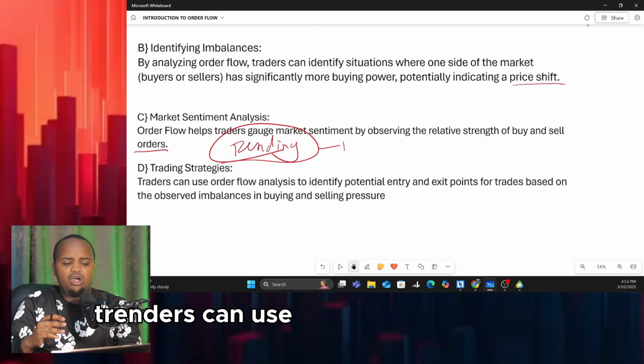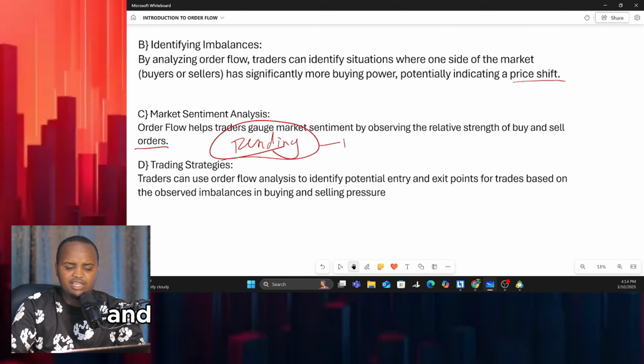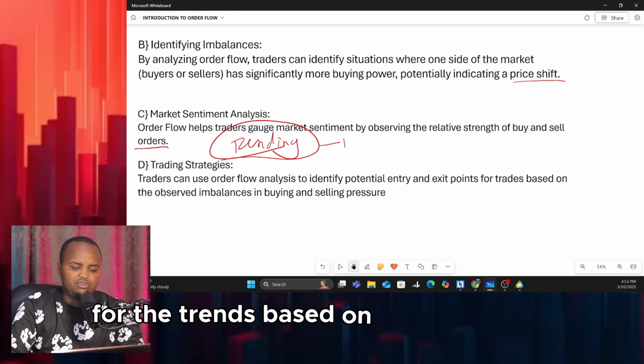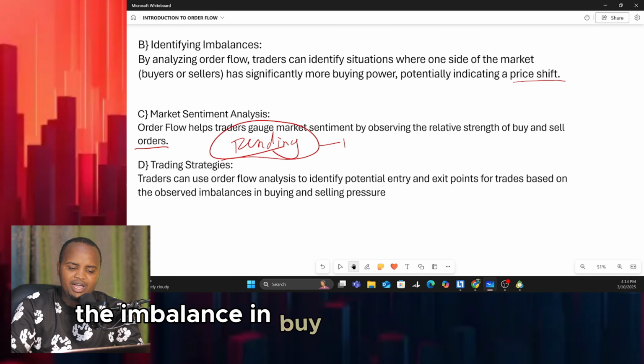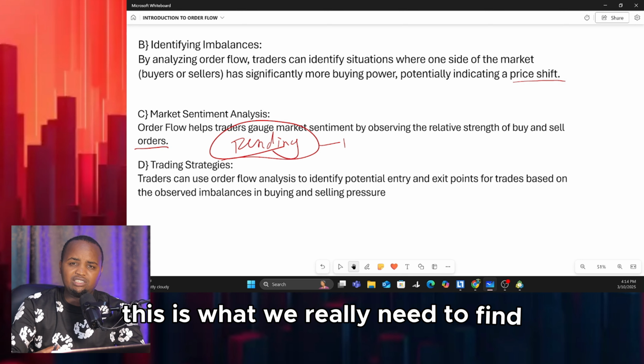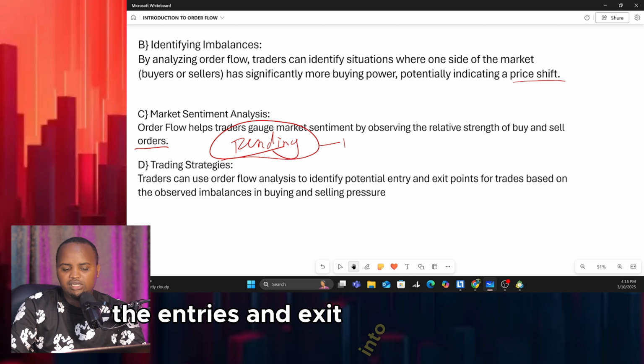Traders can use order flow to identify potential entries and exits for trades based on the position of the imbalance in buying and selling pressure. This is what we really need to find the entries and exits in the market.